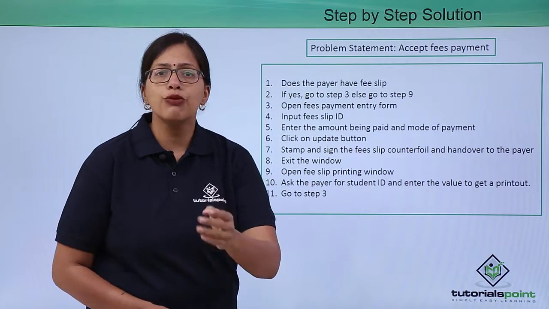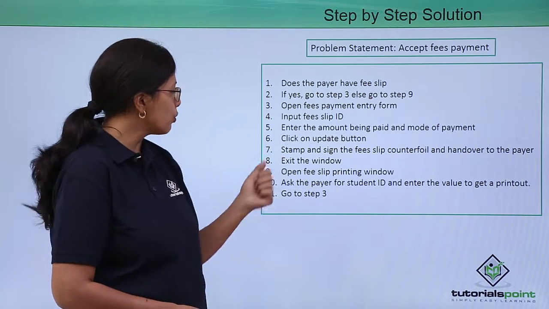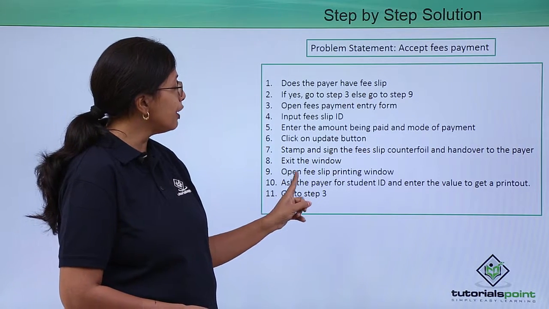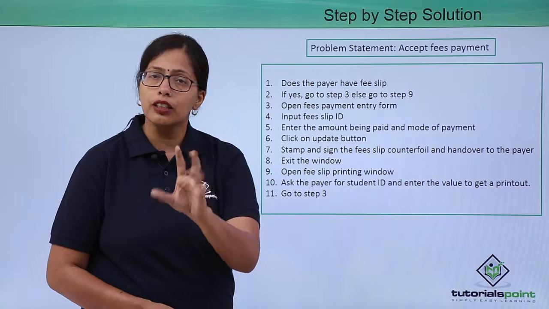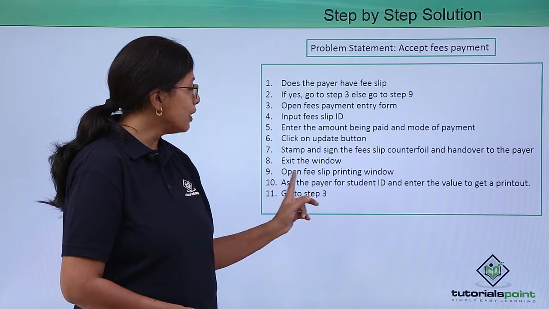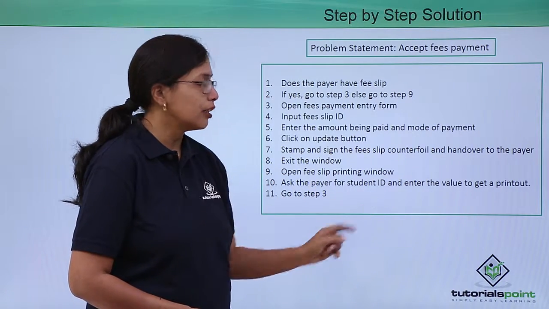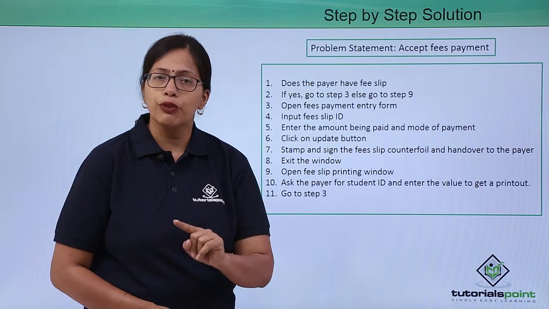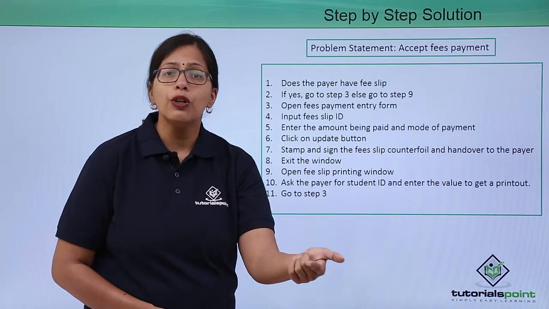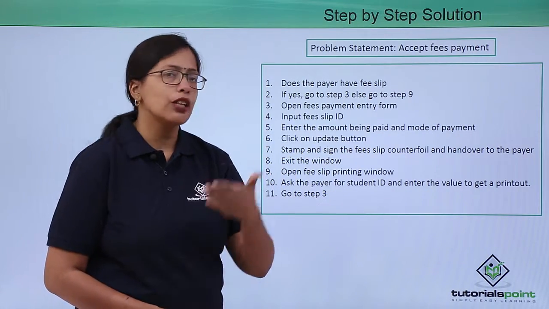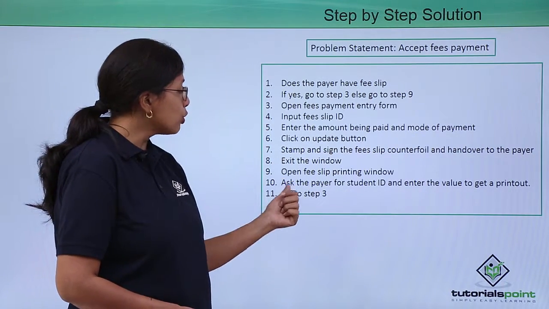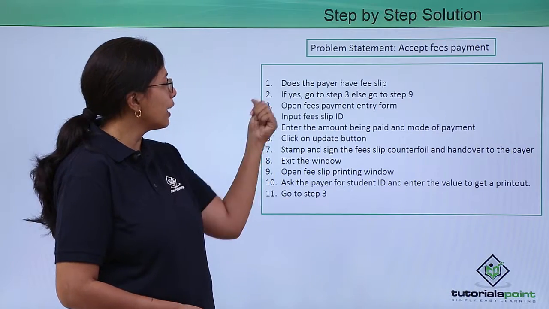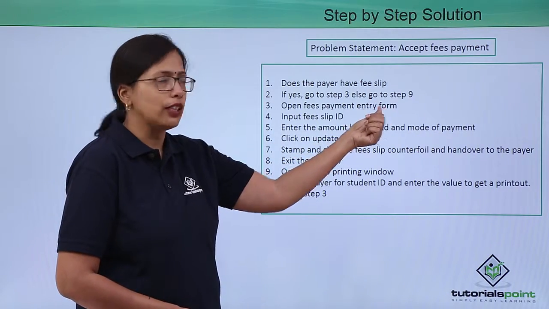Let's assume that the user does not have a fee slip. I'll go to step 9. Open fee slip printing window. There is a small module for printing the fee slip. Ask the payer for student ID. The student ID you have to ask, enter that value, take a printout and give it to the payer. You get a printout, go to step 3. Now again I am going to step 3.